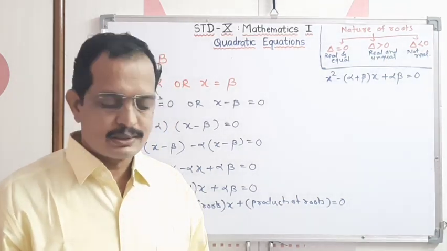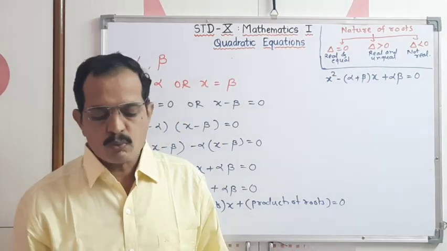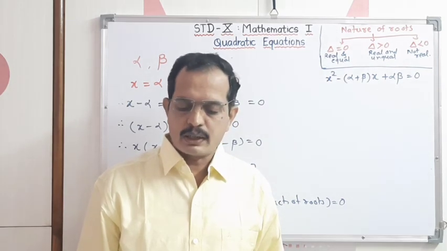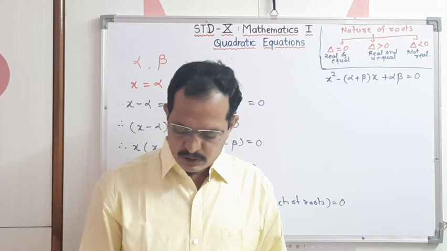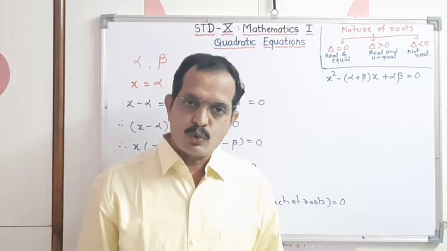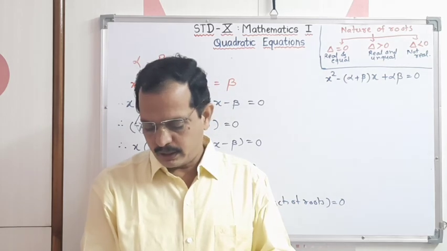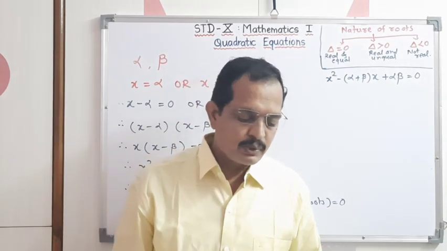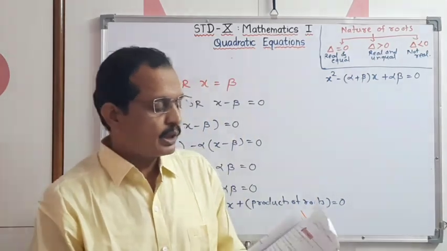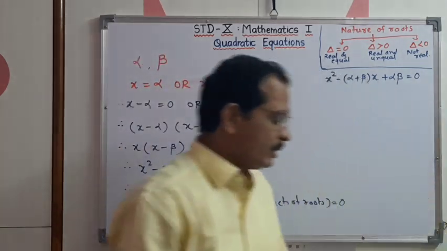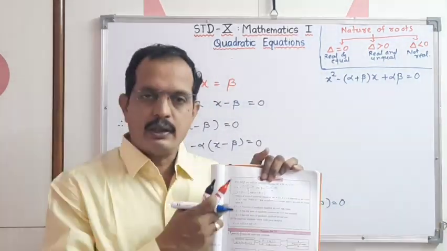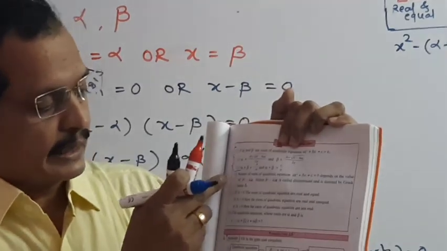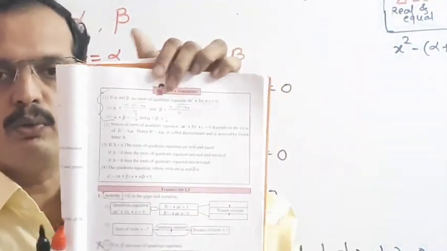Before that, one topic is there, that is the relation between roots of a quadratic equation and its coefficients, which is given on page number 46. That part is omitted this year because of COVID-19. Then see page number 49. On that, the first property is omitted and the remaining second, third and fourth properties you have to write in your notebook.